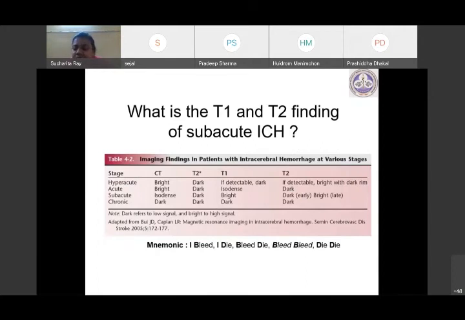On CT, the diagnosis is easy, but on MRI, it's very difficult, because the degradation of hemoglobin is divided into 5 stages. And for these 5 stages, you have T1 and T2 images, which can be completely confusing. I cannot even remember, but it's given by the mnemonic: I bleed, I die, bleed, die, bleed, bleed, die, die. Something like that. B is for bright, D for dark, and I is for isodense.